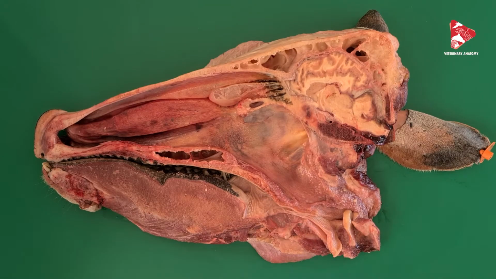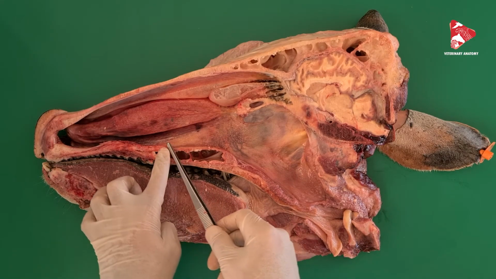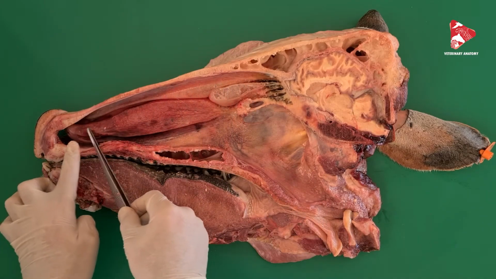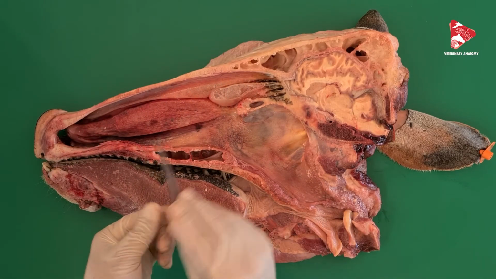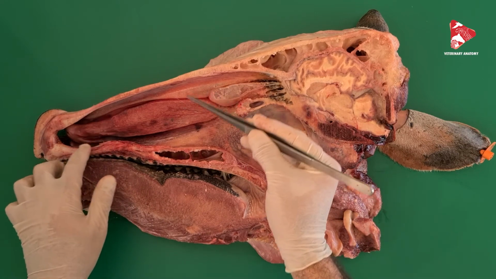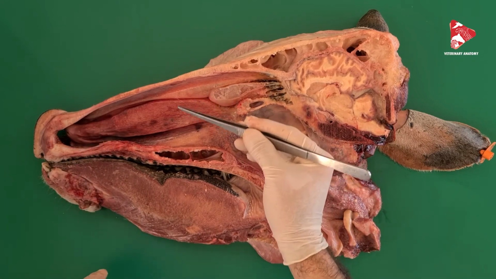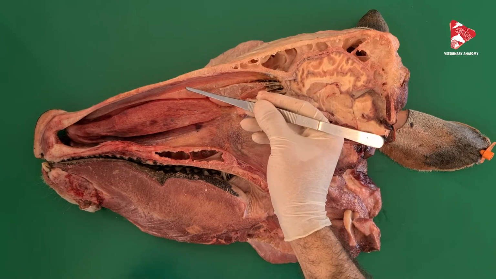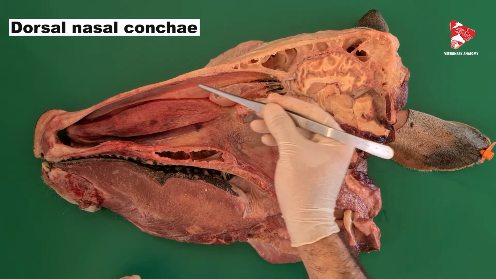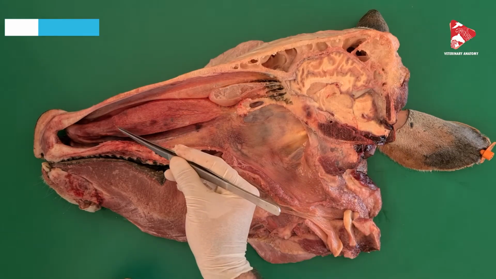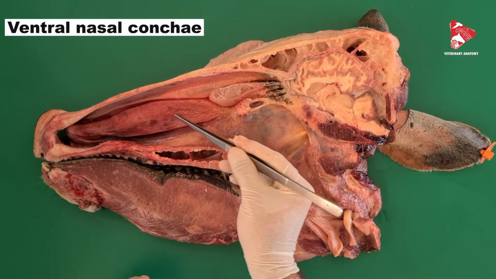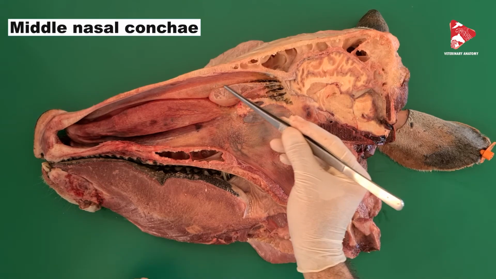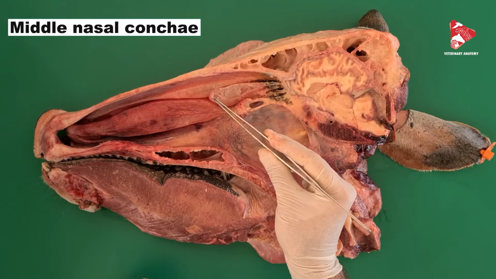Okay, let's start with the structures which we can see inside the nasal cavity. Inside the nasal cavity, as you can see here, we have three nasal conchae. Dorsally here we have the dorsal nasal concha. We have here the ventral nasal concha, and here in this area we have the middle nasal concha. So this is the middle nasal concha.